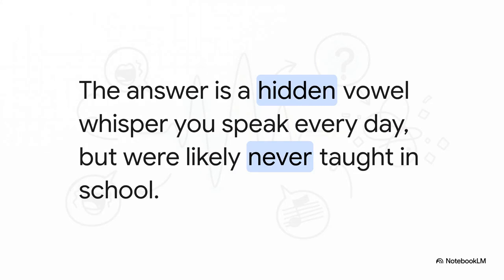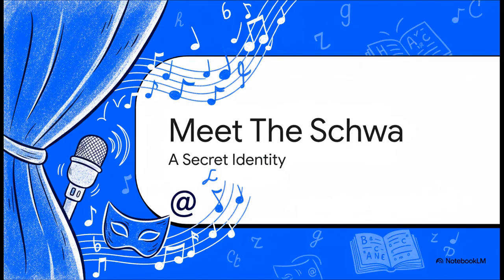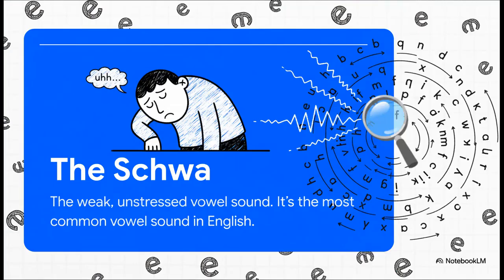Well, the answer to both questions is exactly the same. It's this hidden sound, almost like a vowel whisper, that you use constantly. It's basically the engine that makes spoken English run, and yet it's pretty much a ghost in the classroom. So it's time to finally pull back the curtain and meet this mysterious sound. It does have a name. It's called the schwa.